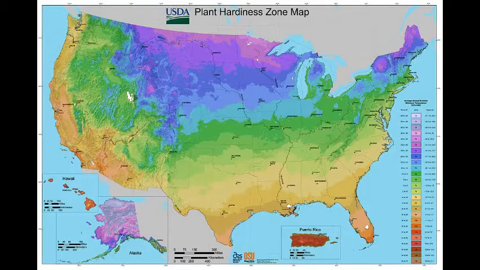And what they did was they divided North America into 11 different zones. And each zone covers a 10-degree difference. I live in zone 6, and 6 is divided between -10 and 0. Now each one of these zones is also divided again into zone A and zone B. And zone 6A would cover -10 to -5, whereas 6B is from -5 to 0. So each one has a 5-degree difference.